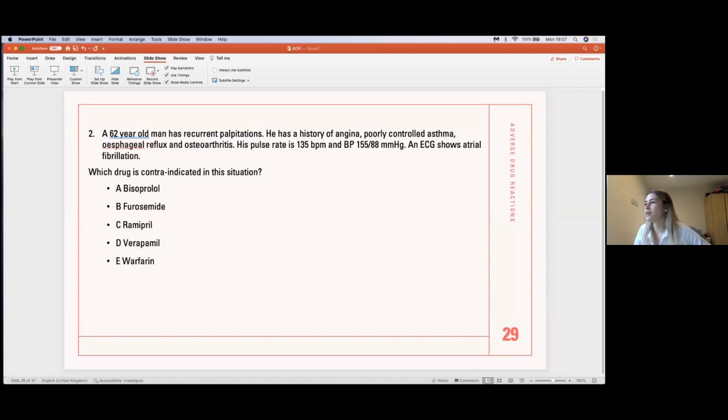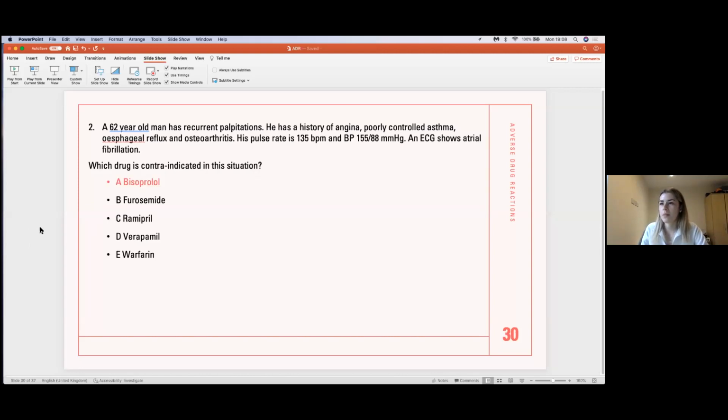I can see a lot of you answering A. So we'll move on to the answer. Yeah, well done, everyone who said A. So bisoprolol is a beta blocker, and he's got palpitations, but he's got poorly controlled asthma, so you don't prescribe bisoprolol in people who have got asthma.